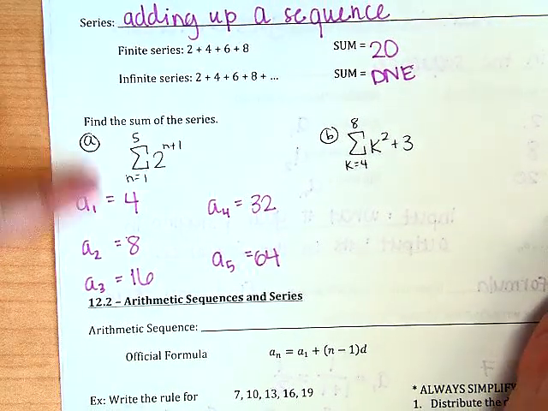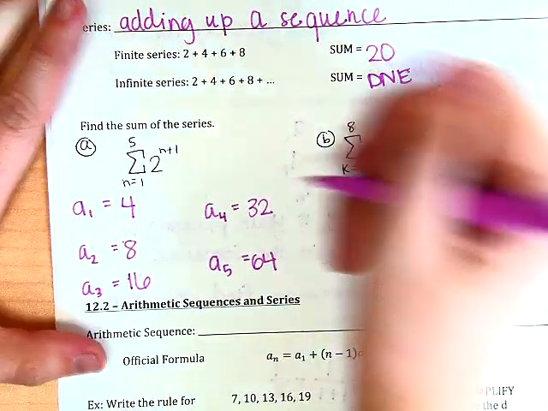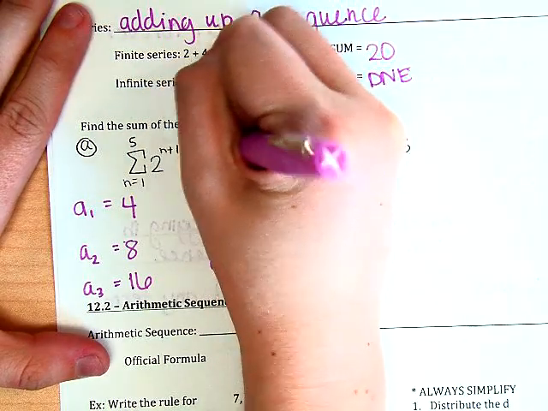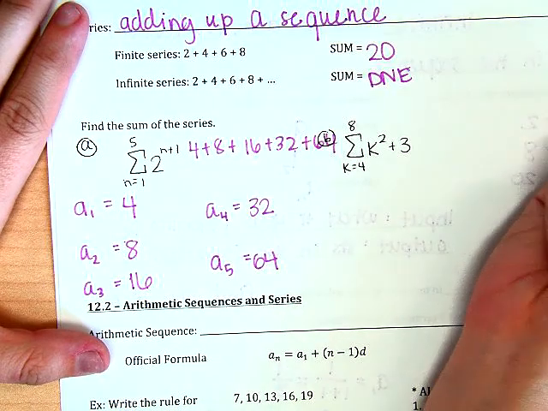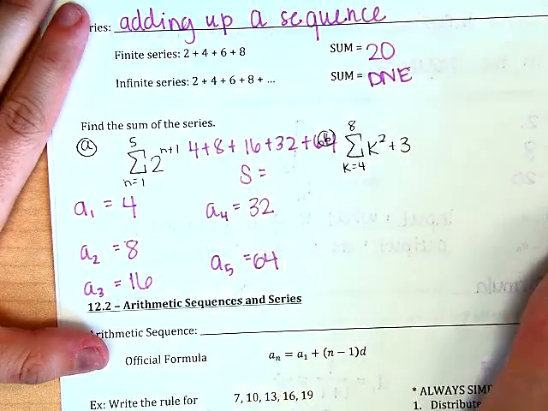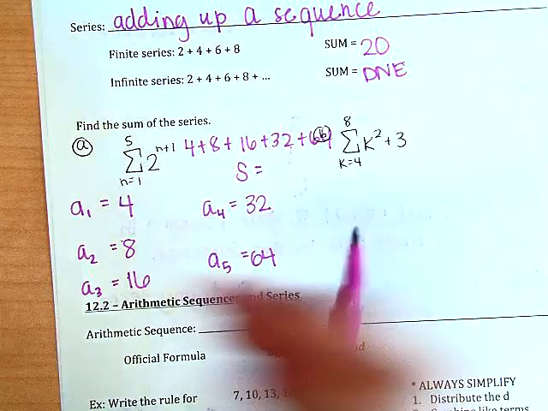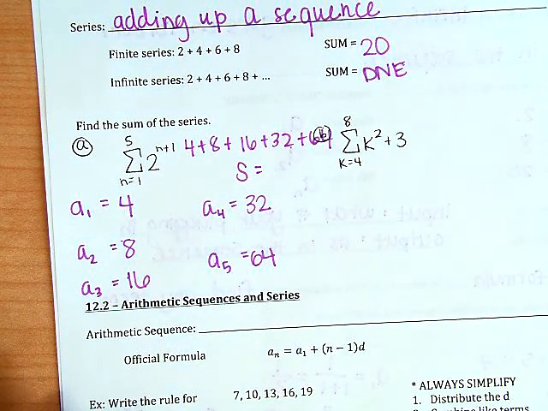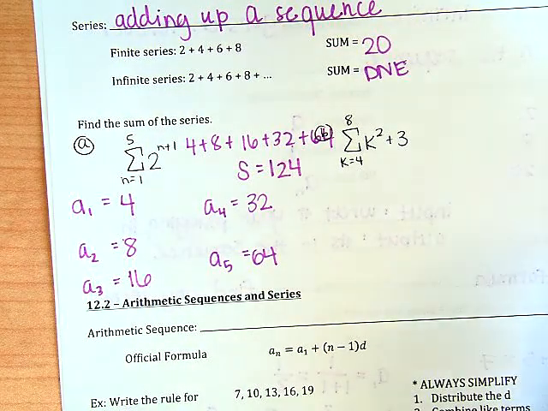Now the last, once I have those terms, that big sigma means sum. So I add them all together. 4 plus 8 plus 16 plus 32 plus 64. Sum equals whatever you get when you add those together. I think it's 128. Let's check. 4 plus 8 plus 16 plus 32 plus 64. Oh, 124. I was so close.